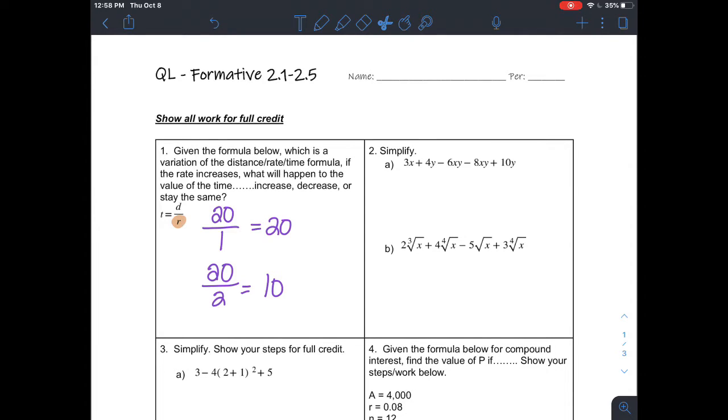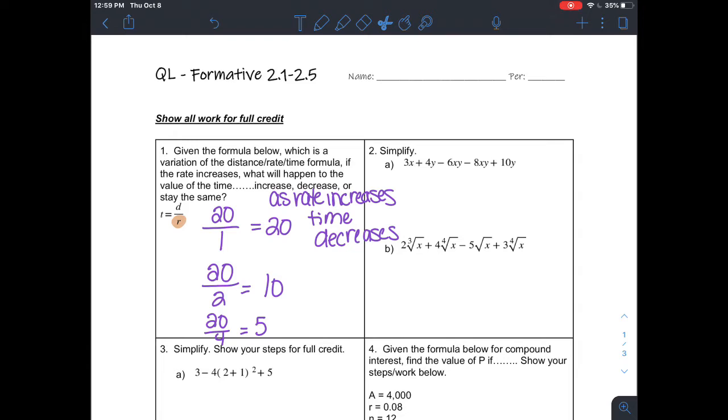So it decreased. I'm going to do it one more time to see if it's still decreasing or if something else happens to it. So I increased it to 4 this time. I kept distance the same, 20, and I increased rate from 2 to 4. So 20 divided by 4 is 5. So as rate increases, time will decrease. And I think my explanation is pretty good, especially since I have all of my work shown playing around with different numbers here.